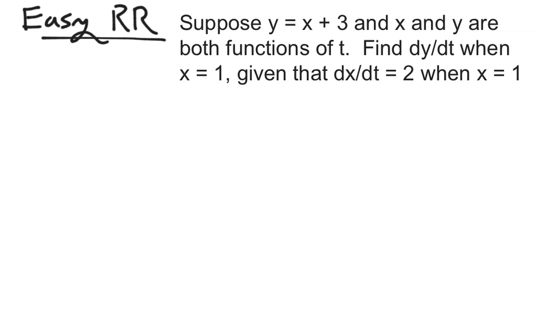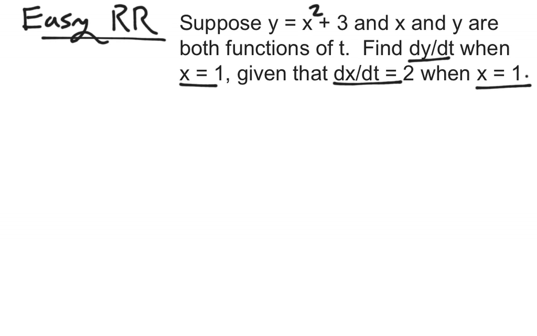The problem statement is this. Suppose that y equals x squared plus 3, and x and y are both functions of t. That means that they both change as time goes by. And we want to find dy/dt when x equals 1, given that dx/dt equals 2 when x equals 1. There's a lot of information going on here. Let's try to figure out what it's saying.